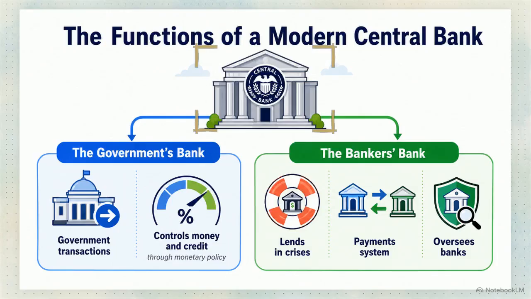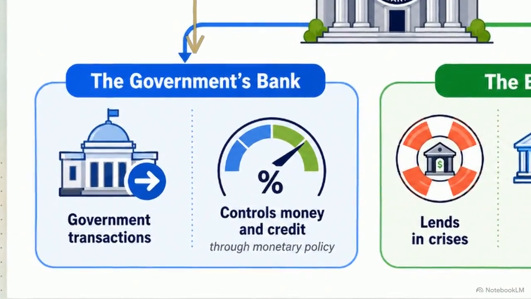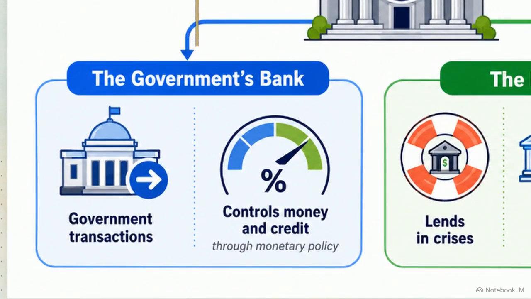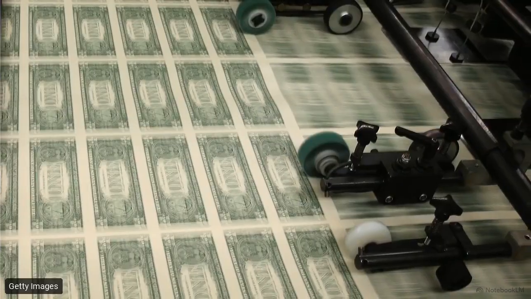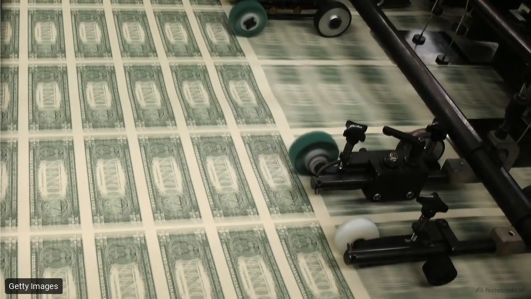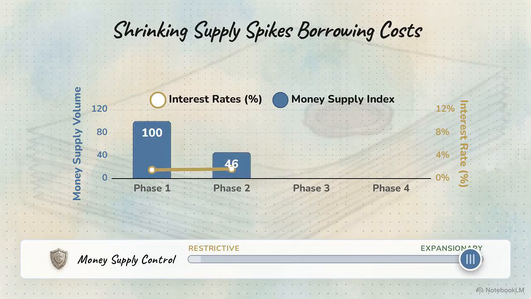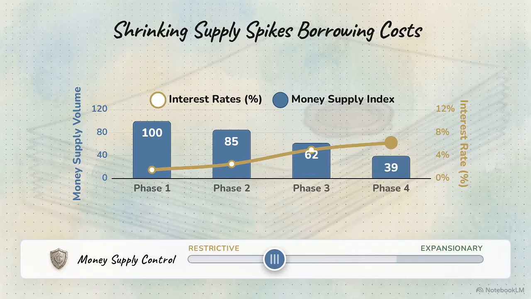This graphic breaks down the Fed's two primary roles. First, on the left, it acts directly as the government's bank. The Fed holds an exclusive legal monopoly on issuing U.S. currency. By controlling the supply of money, it executes monetary policy to influence interest rates and overall credit conditions.